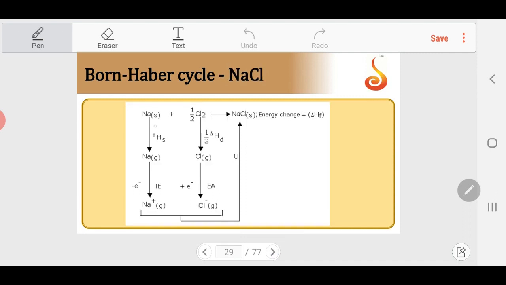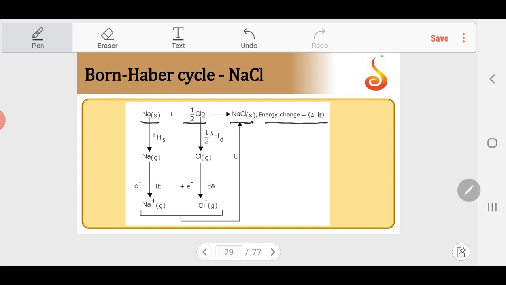So sodium solid when combined with half Cl2 gives NaCl solid. This is nothing but the enthalpy of formation. So in direct conversion, 1 mole of sodium reacts with half mole of chlorine to form sodium chloride solid. The amount of energy released will be taken as delta H formation.